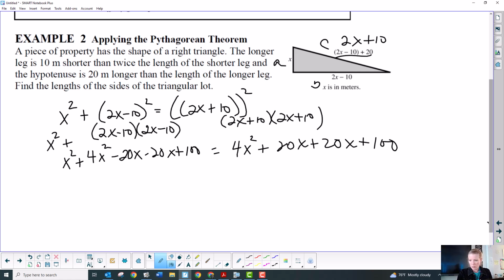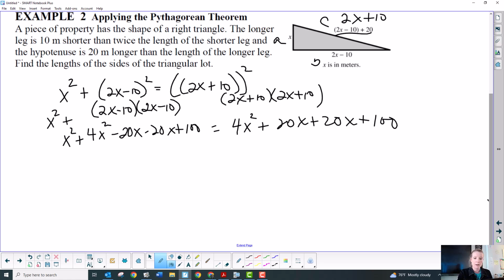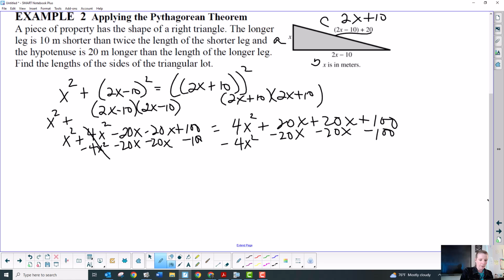Now, that's a lot. So I'm going to get everything on one side. I'm going to minus the 4x squared. That's gone. Minus the 20x. Minus the 20x. And I could have combined like terms first, but it doesn't make a difference. Minus 100. So what I'm going to end up with is x squared.